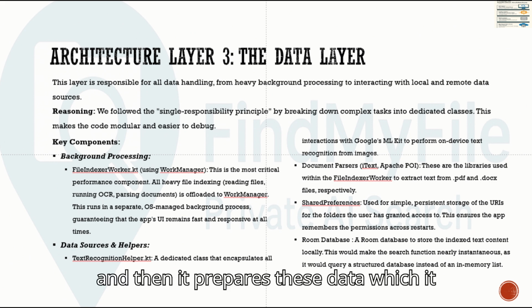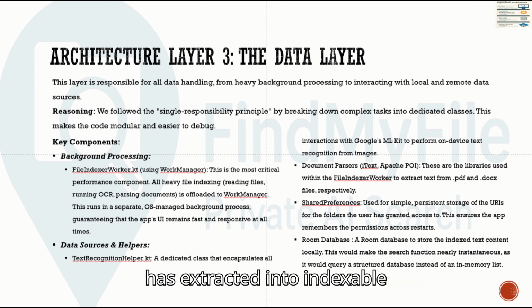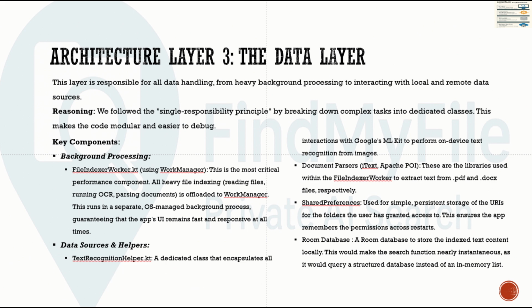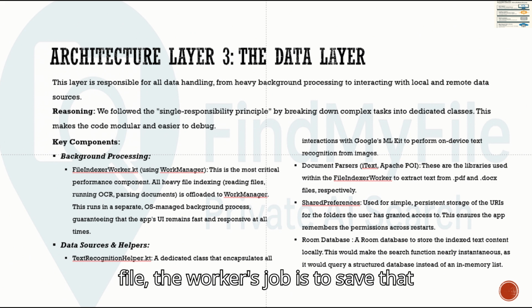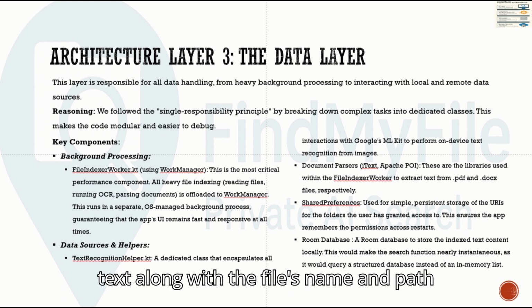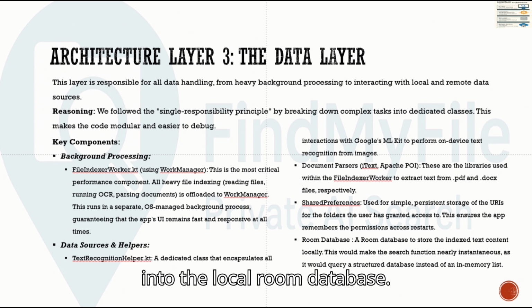And then it prepares the data which it has extracted into indexable text. After extracting the text from a file, the worker's job is to save that text, along with the file's name and path, into the local Room database.